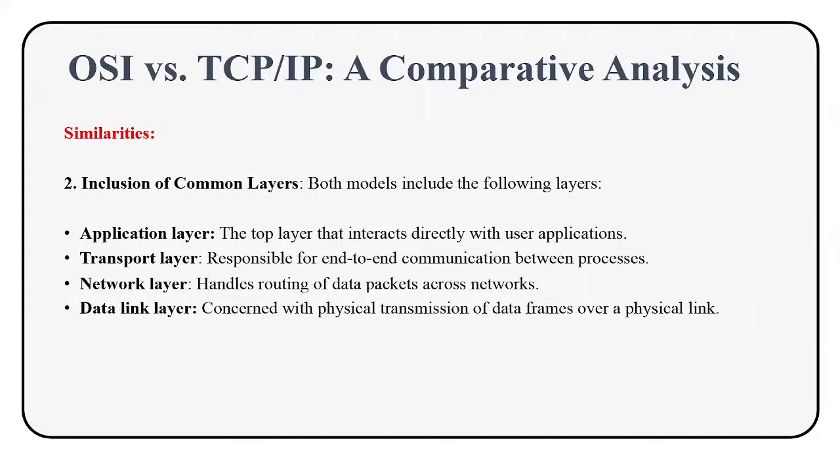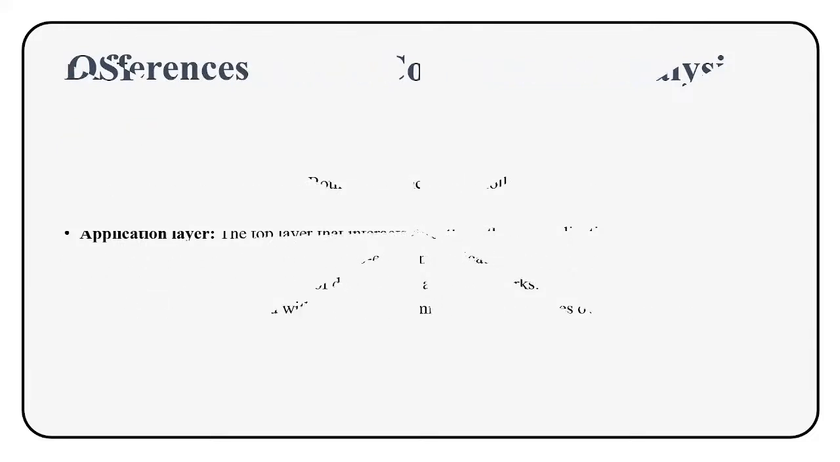Application layer is on the top. It is the top layer that interacts directly with the user application. Transport layer is responsible for end-to-end communication between the processes. Network layer handles routing the data packets across networks. And data link layer is concerned with physical transmission of data frames over the physical link.